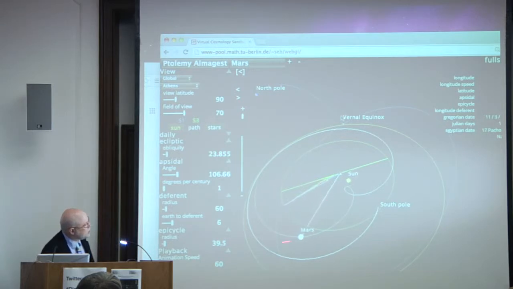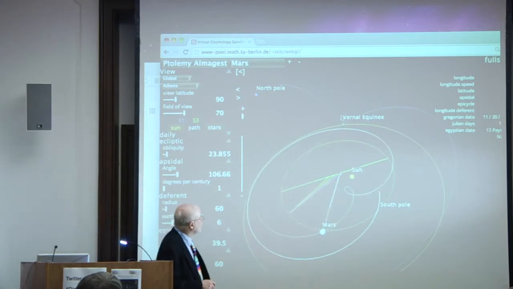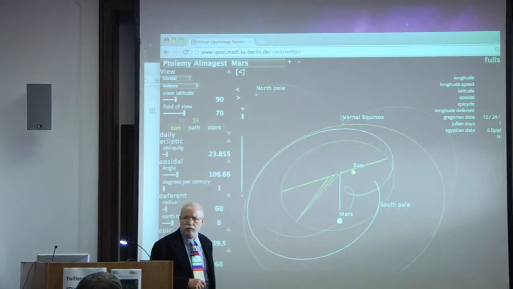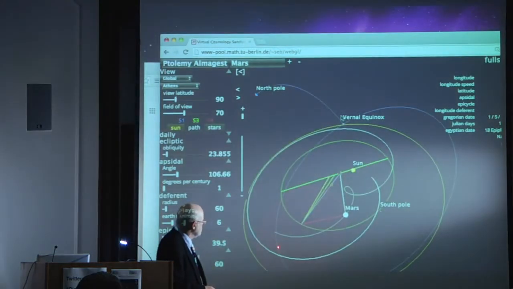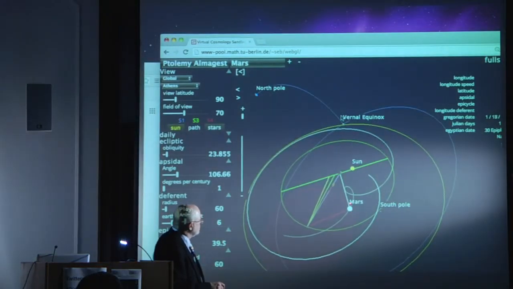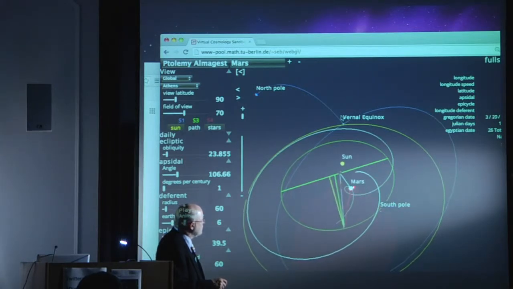There's the epicycle, it's red. That's why it's hard to see. If it were a little darker, maybe. Now you can see it. Okay, there you go. So the epicycle here pulls Mars towards the Earth. That creates this motion over here, which is the retrograde motion.